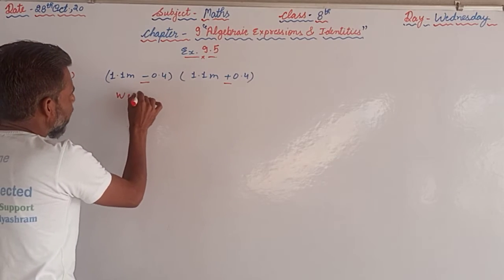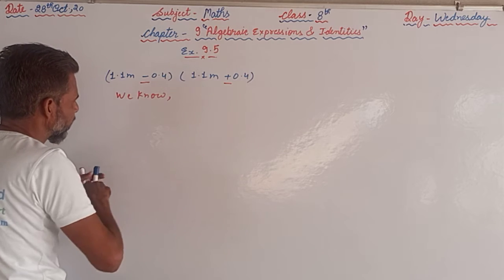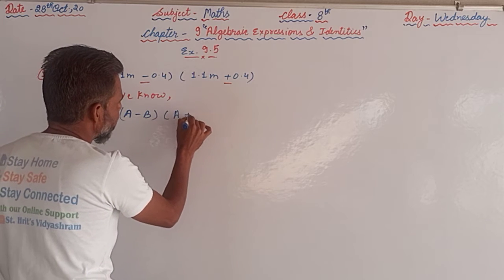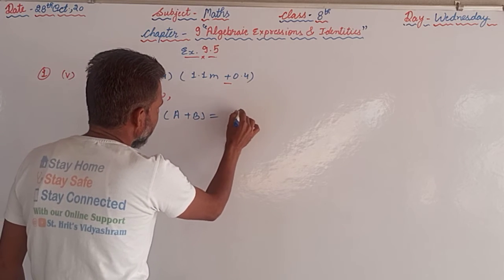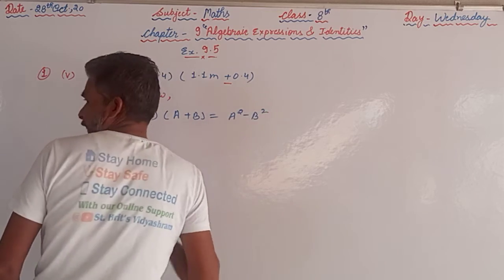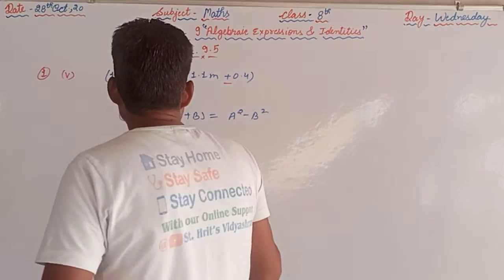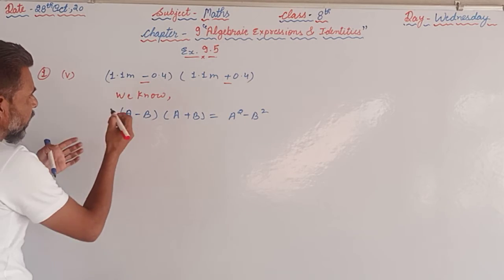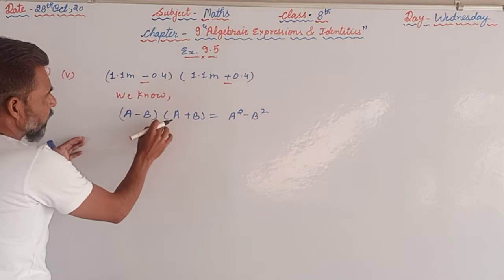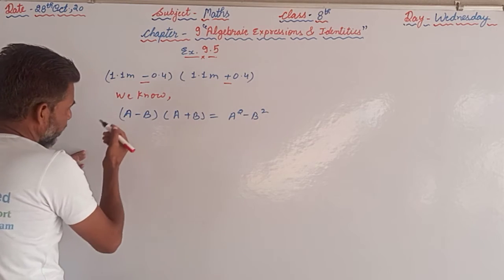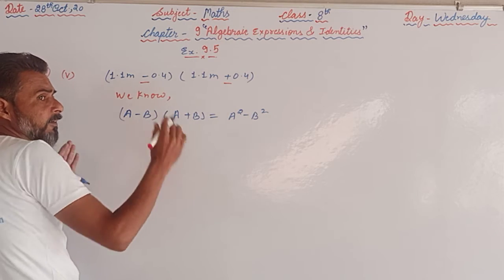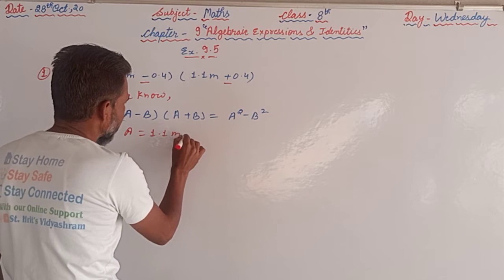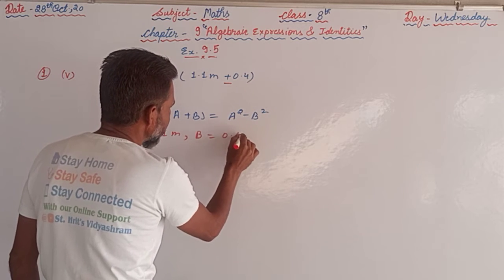We know that a minus b into a plus b is equal to a square minus b square. Here a is 1.1 m and b is 0.4. So we will substitute the values on the left hand side as well as on the right hand side. A is equal to 1.1 m and B is equal to 0.4.